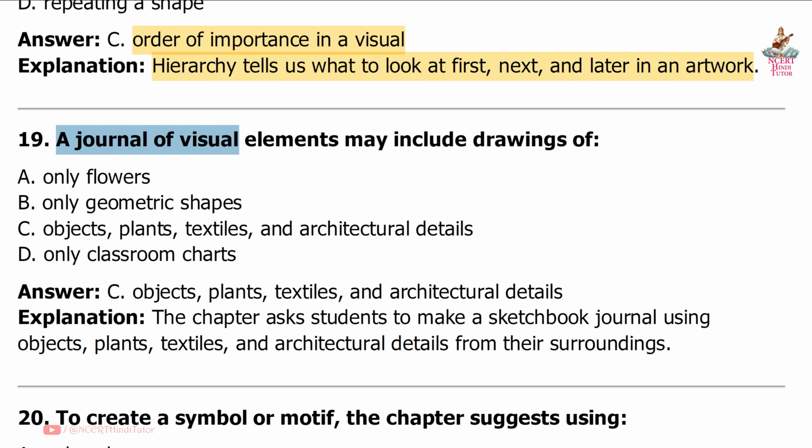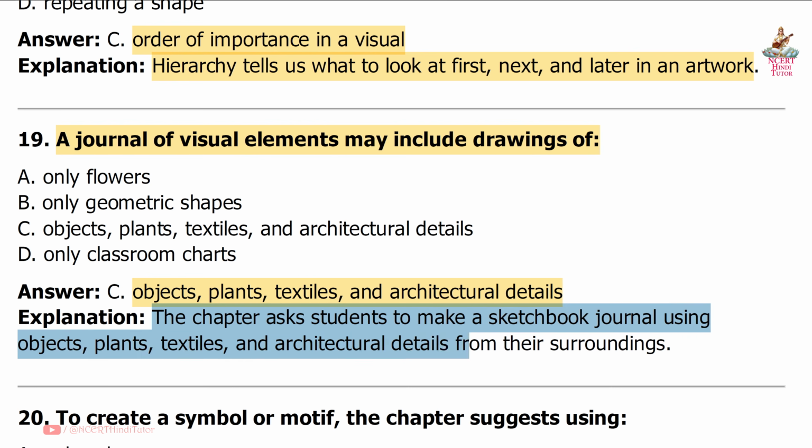19. A journal of visual elements may include drawings of. Answer C. Objects, plants, textiles and architectural details. Explanation. The chapter asks students to make a sketchbook journal using objects, plants, textiles and architectural details from their surroundings.